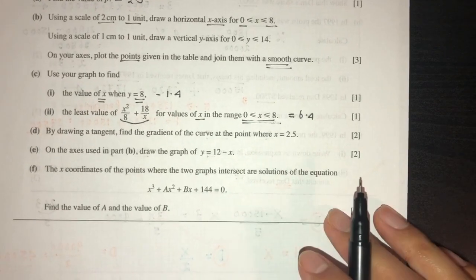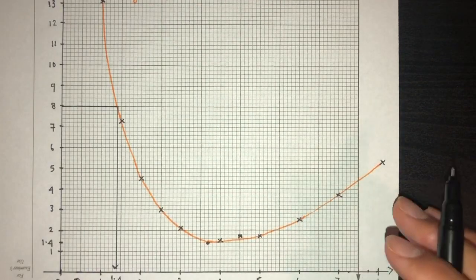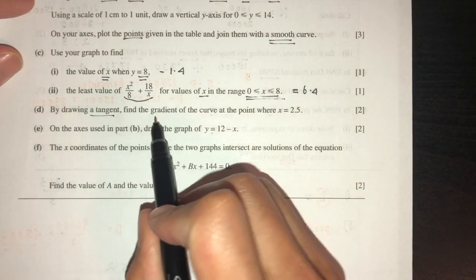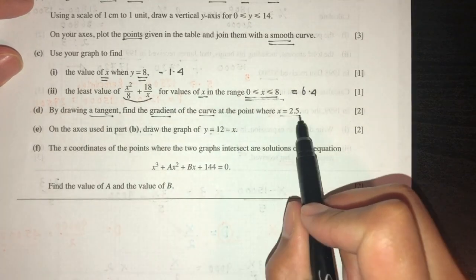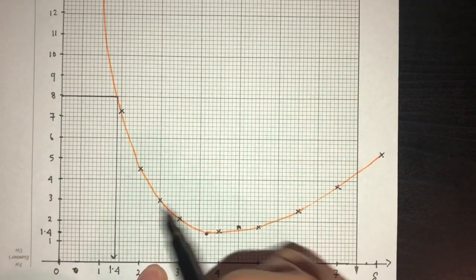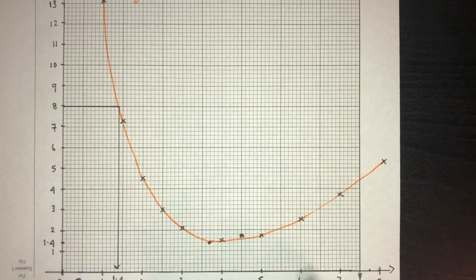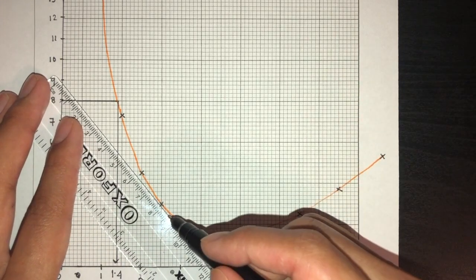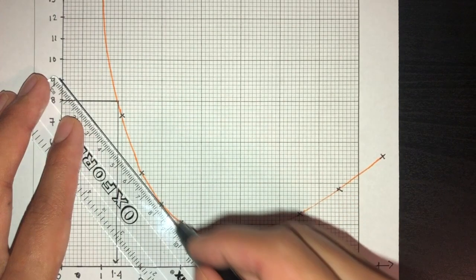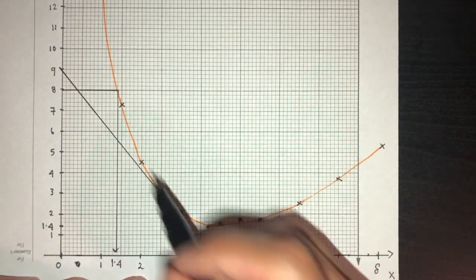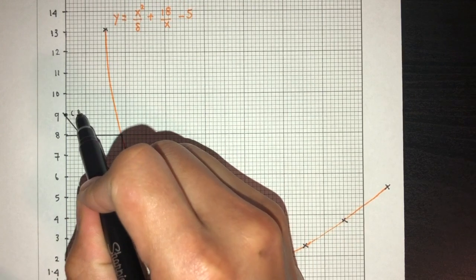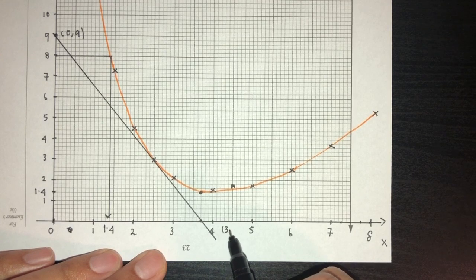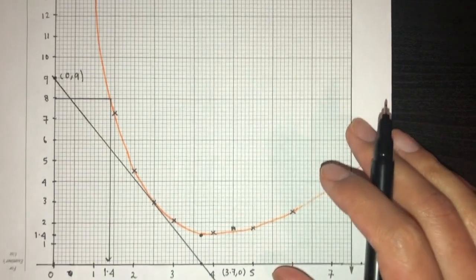Okay, now let's see what else we need to find. So by drawing a tangent, find the gradient of the curve at the point x equal to 2.5. So 2.5 will be here. We have to draw a tangent at this point. So tangent is a line that touches the curve at this point. So it will be about right here. So basically you have to find a point on this side. I will choose this one, which is 0, 9. And then this one will be what? This one will be 3.7, 0. So you have 2 points to help you find the gradient.